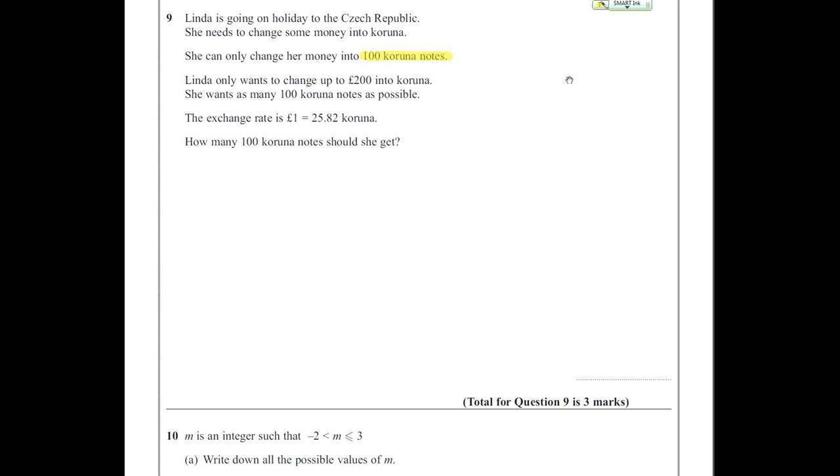Linda only wants to change up to £200 into koruna. She wants as many 100 koruna notes as possible. The exchange rate is £1 equals 25.82 koruna. How many 100 koruna notes should she get? Very wordy question. Okay, let's think about the exchange rate. £1 is 25.82 K. I've not used this currency before, so just call it K. I'm not sure what it actually is.